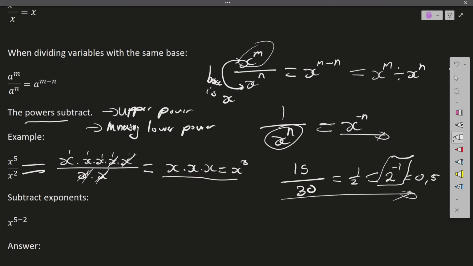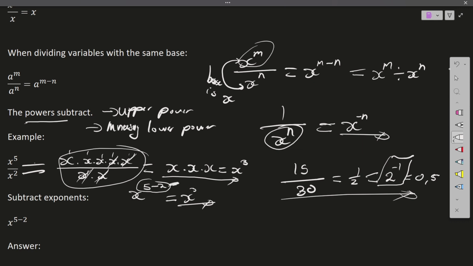So this just proves that in division we are minusing the lower powers. It is the upper power minus the lower power. So this is x to the power of 5 minus 2, right? You see it? What is 5 minus 2? It is 3. So it is always going to be like this. You can expand like this if you want a visualization of what is actually going on behind the scenes, or you can just use this.